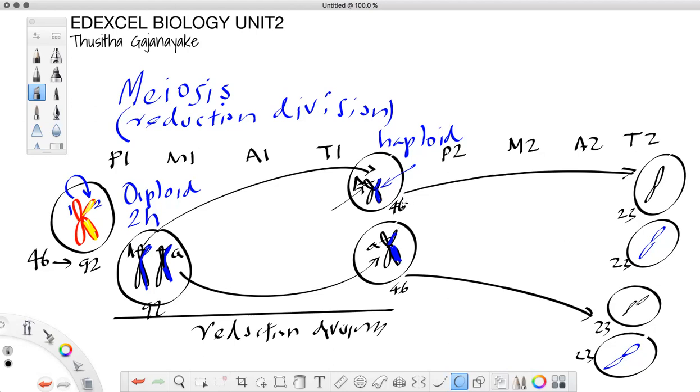Then the second division is exactly similar to mitosis, because the same things happen as what we learned in mitosis. All the events are the same. After that, 4 cells are produced and each cell has 23 chromosomes.